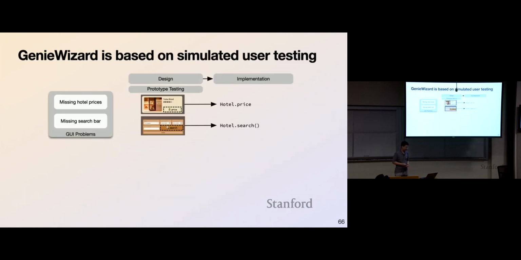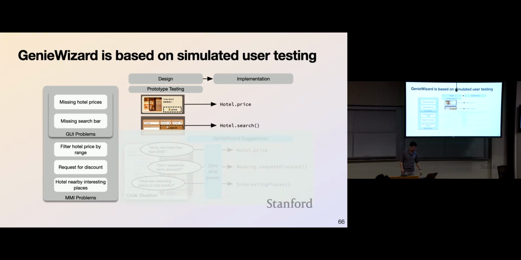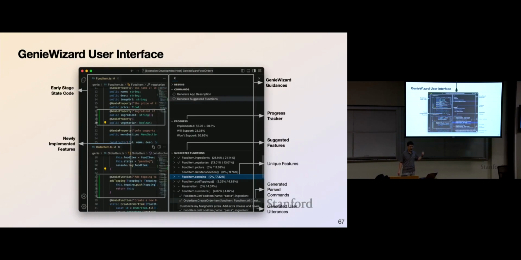So based on the simulated user testing, from the code skeleton we generate those commands, and from those commands, we generate actual functions developers need to implement. So that's a quick overview of the pipeline again. And from that, we render all of those results on the interface.